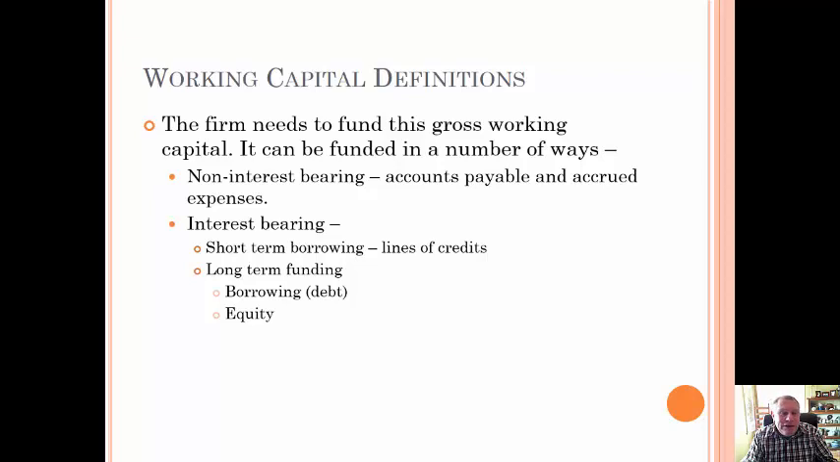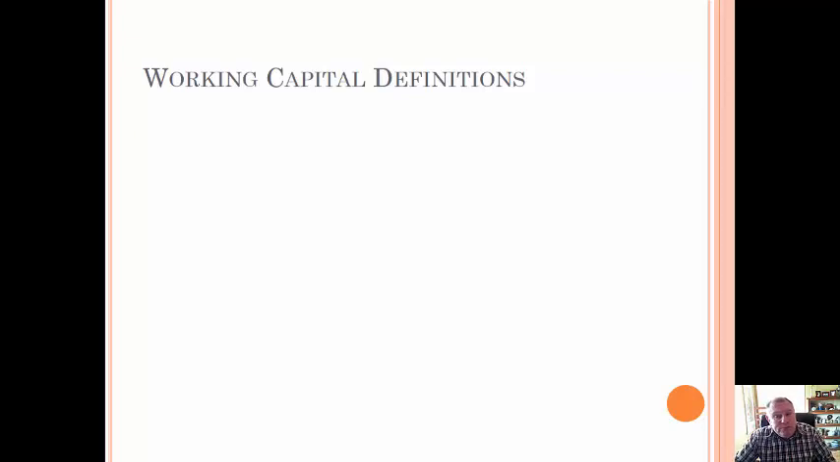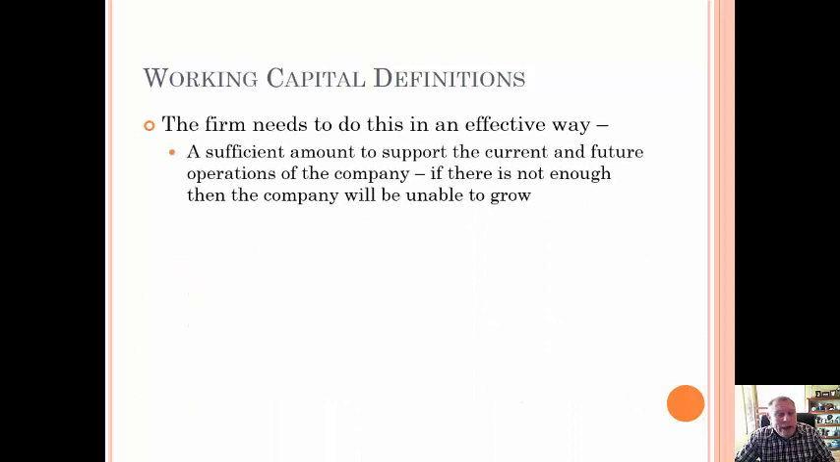So a company will fund it either short-term with lines of credit or long-term permanent capital, it's called, borrowing or debt. Remember, borrowing or debt has an interest cost. Equity does not have an out-of-pocket expense, but it has a cost because an investor expects a return. Now, they need to do this in an effective way. They need to have a sufficient amount to fund both current and future operations of the company.